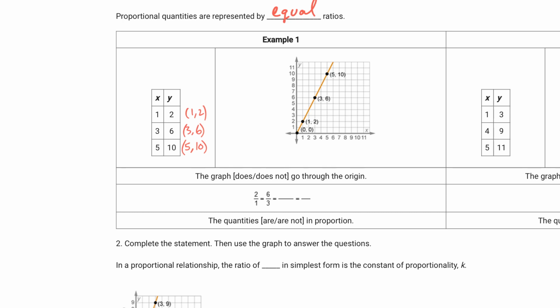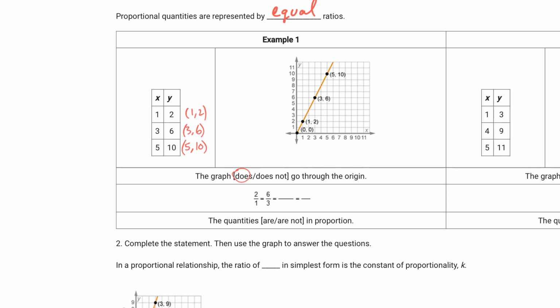So you place the first one, 5 on the x and 10 on the y. Then 3 on the x and 6 on the y. And then 1 on the x, 2 on the y. As you draw a line through these, they should all find their way down to 0, 0. If we continue looking at the graph, it does go through the origin.